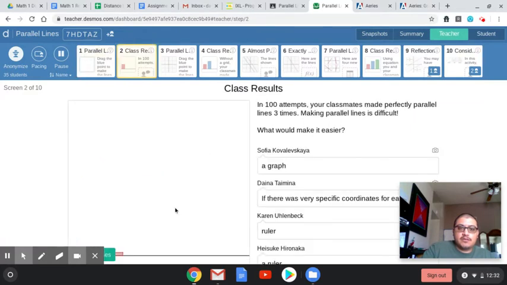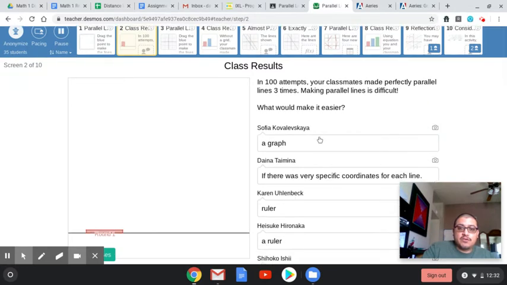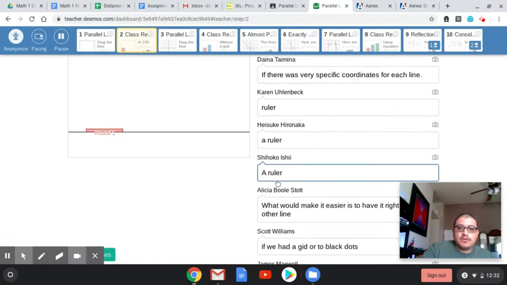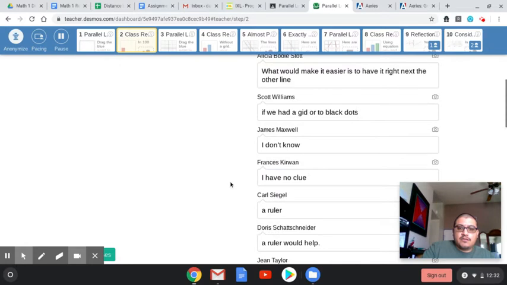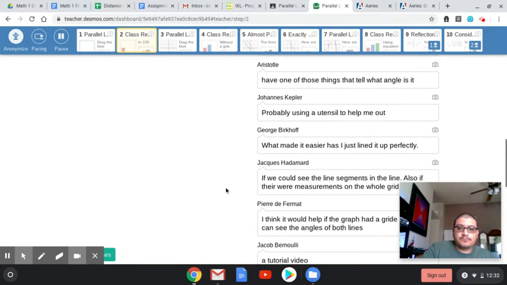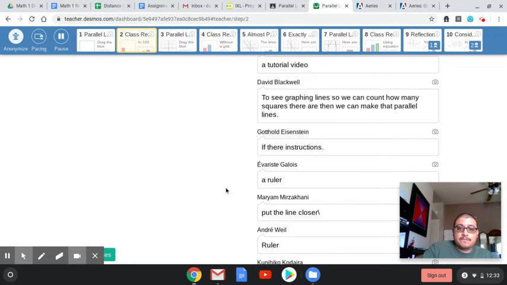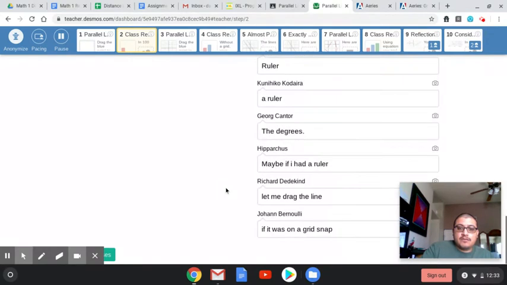let's see, how many people? Three times. Three times there was a perfect parallel line. And here it asks you what would make it easier, and many of you wrote a graph or a ruler, grids, a lot of good ideas. The angles. Another good one was grid snap. That's a pretty good idea because you're going to be able to get those perfect points that you're looking for.